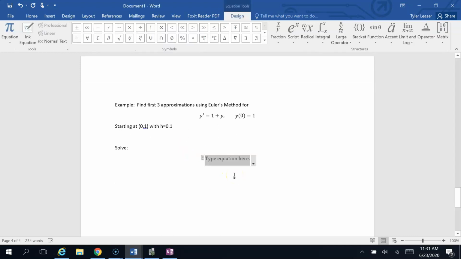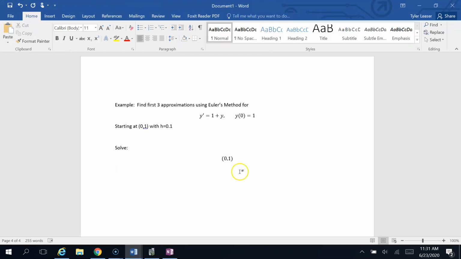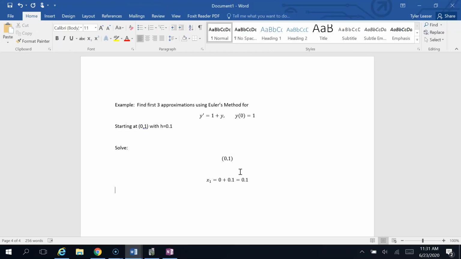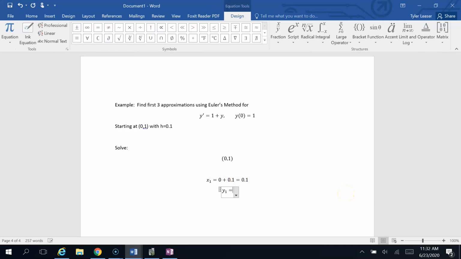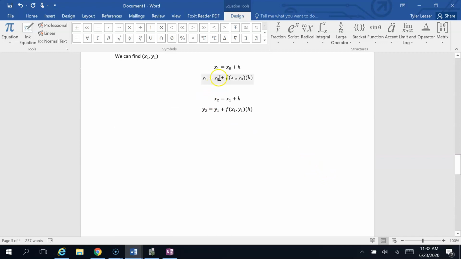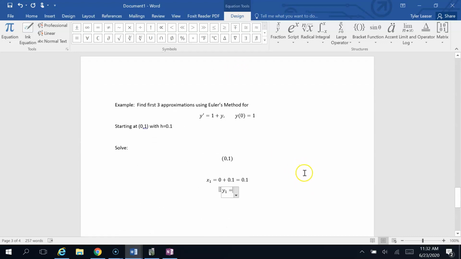So we already have our first pair, that's (0, 1). So that's going to be our x naught, y naught. To find the next point x1, we take the previous x value and we add to that the step size. So we're going to have x1 be 0.1 as our next x value. To find the next y value, we take the previous y value plus plugging the ordered pair into the function times the step size. So I'll write that all out.